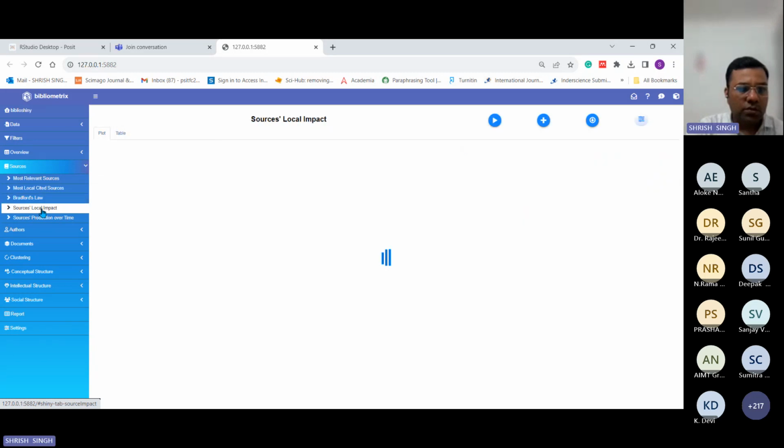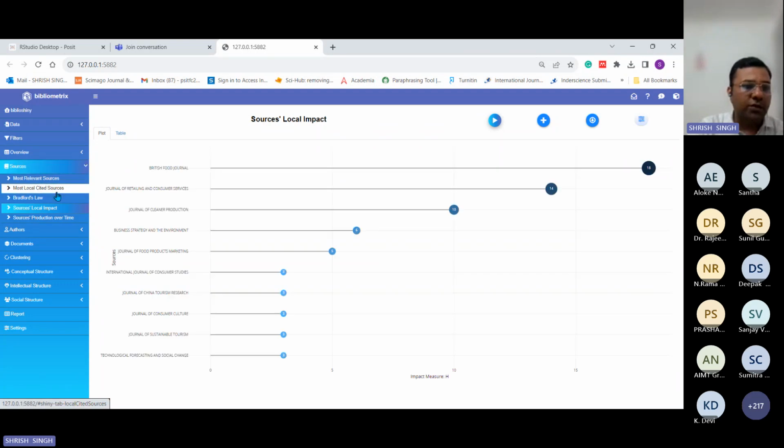So I want to show a few more metrics over there. Source local impact, source local impact. It is again in process, and very soon it will be visible for you all. Similarly, meanwhile, you can just look at the other metrics after this sources. Means here under the sources, whatsoever we are going to do, these all metrics are related to the sources.